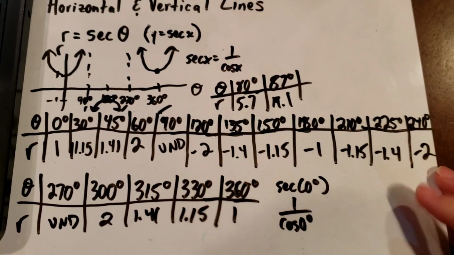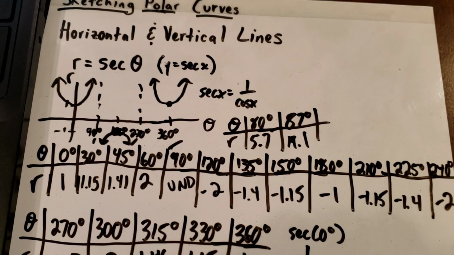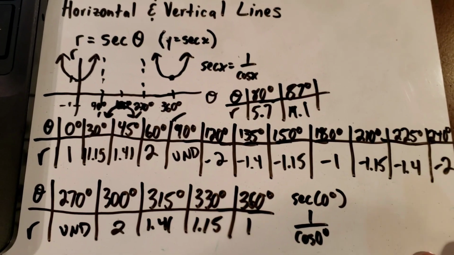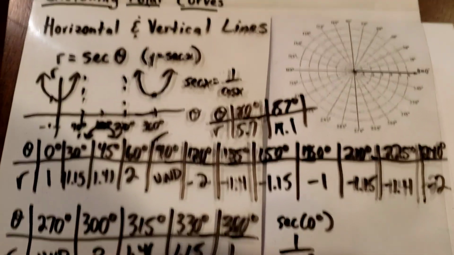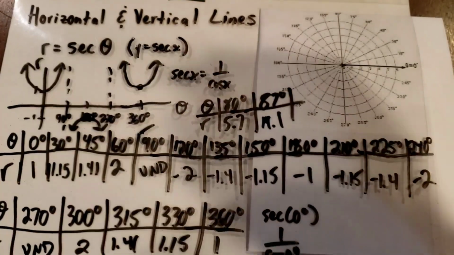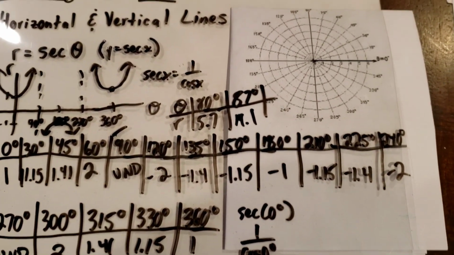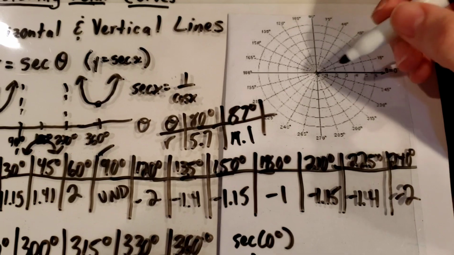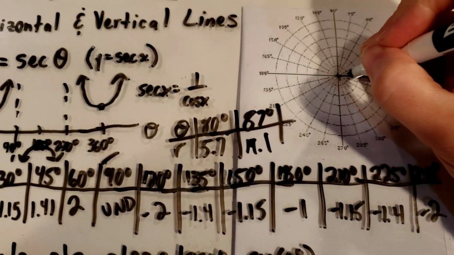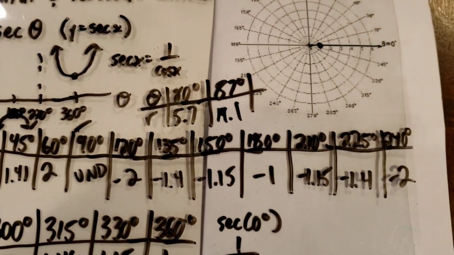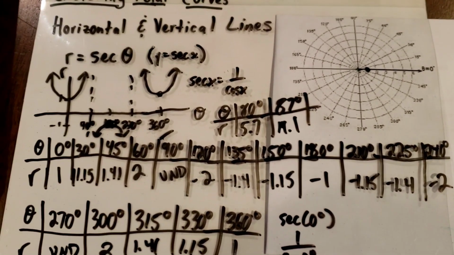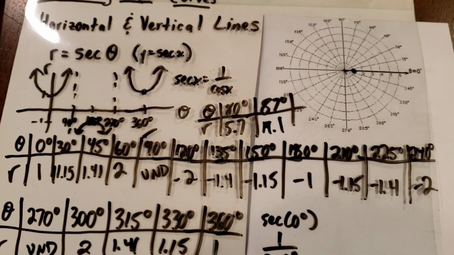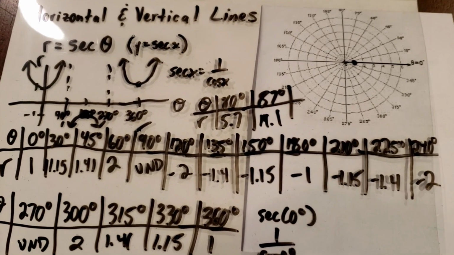So now what we're going to do is plot these values on a polar plane. The first one that we could plot is r is 1 and theta is 0 degrees. So 0 degrees means you're in standard position, radius of 1, it's going to go right there. Now, a radius of 1.15 with a theta of 30 degrees.